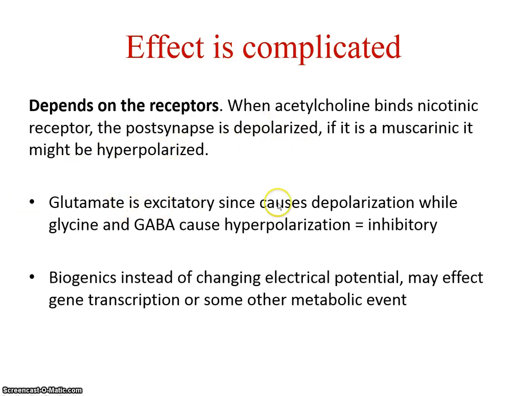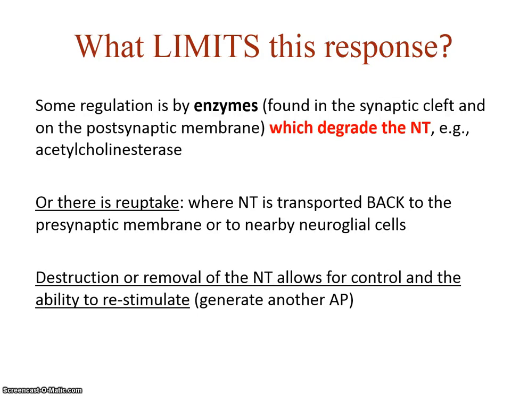Glutamate is excitatory since it causes depolarization, while glycine and GABA cause hyperpolarization. So biogenic amines, instead of changing electrical potential, may affect gene transcription or some other metabolic event. Again, we're really not expecting you to understand this, and your book does not give a lot of detail on this either. So just to let you know, the nervous system is complex in this idea of summation and receptors and neurotransmitters. All right.